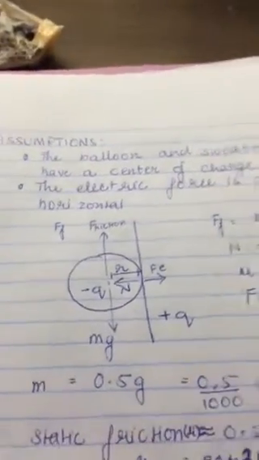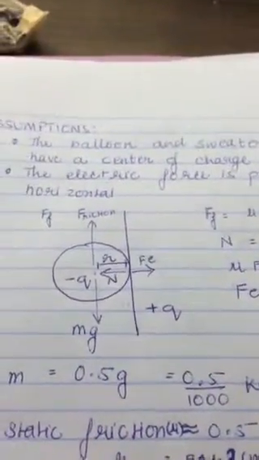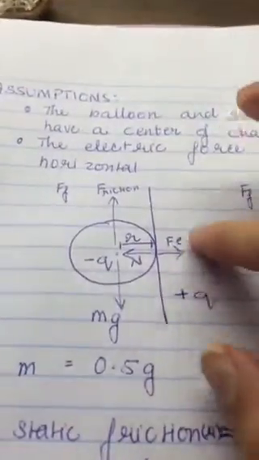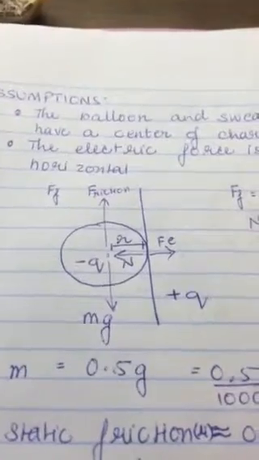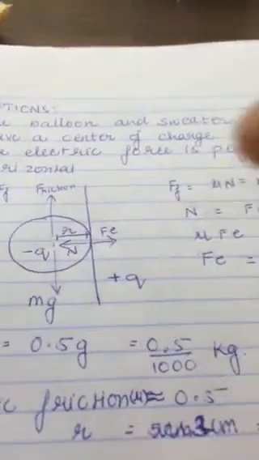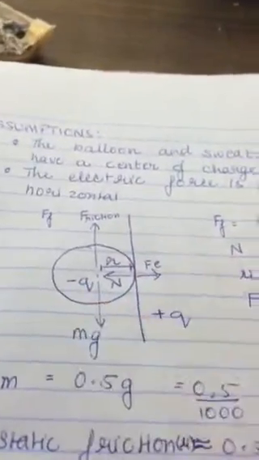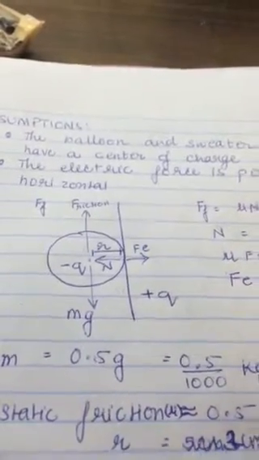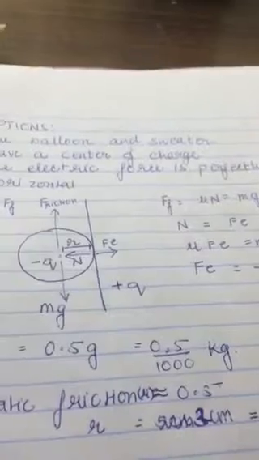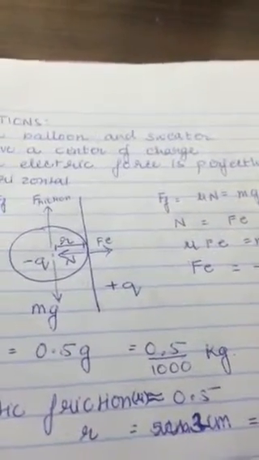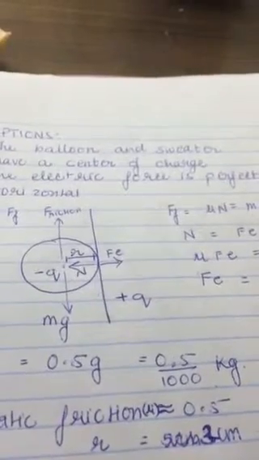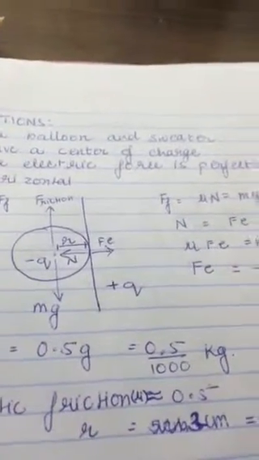The balloon and the sweater have a center of charge. So this is the sweater and this is the balloon, and we're looking at the center of charges. And the electric force is perfectly horizontal to each other. So we first assume that we align the balloon and sweater so that the electric force is perfectly horizontal, as it will be hard to calculate the charge distribution on a sweater.